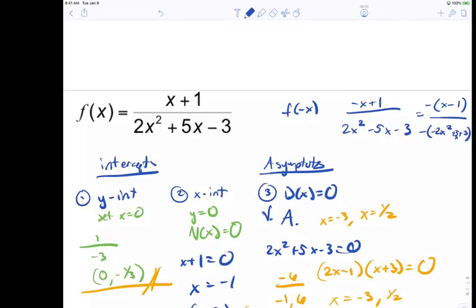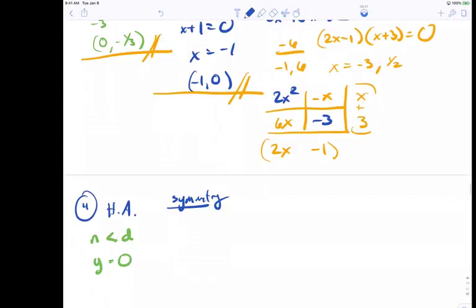Is there any way for us to get back to the original? There's no way to get back to the original, right? So since we can't do that, there is no symmetry. So we're going to say there's none here. This is going to be the 5th thing. There's no symmetry, or none. Let's do the 6th thing. Let's do a few additional points, all right?